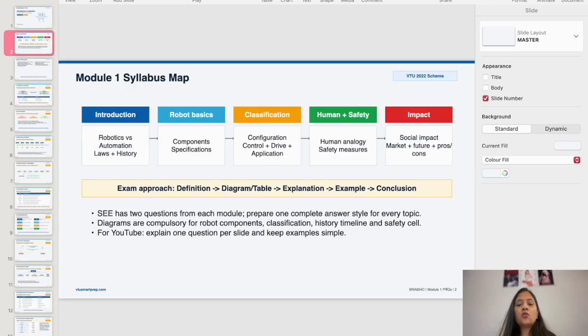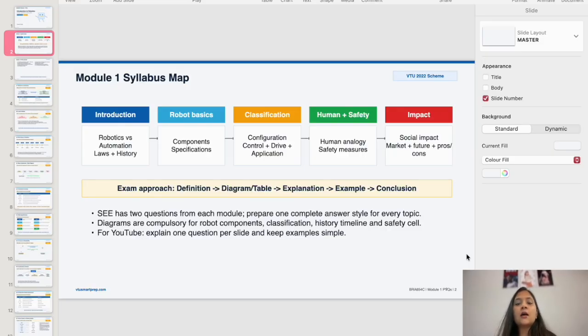So this is the overview of the syllabus. First, let you understand the syllabus for module 1. In this module, we mainly study the introduction to robotics, difference between robotics and automation, laws of robots, history of robotics, robot components, specification, classifications, human system comparison, safety, social impact, market, future prospects, advantages and disadvantages.